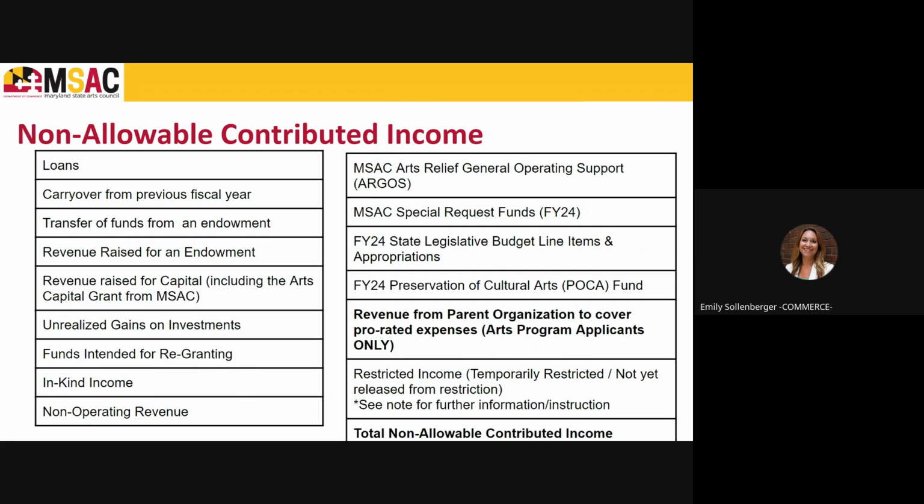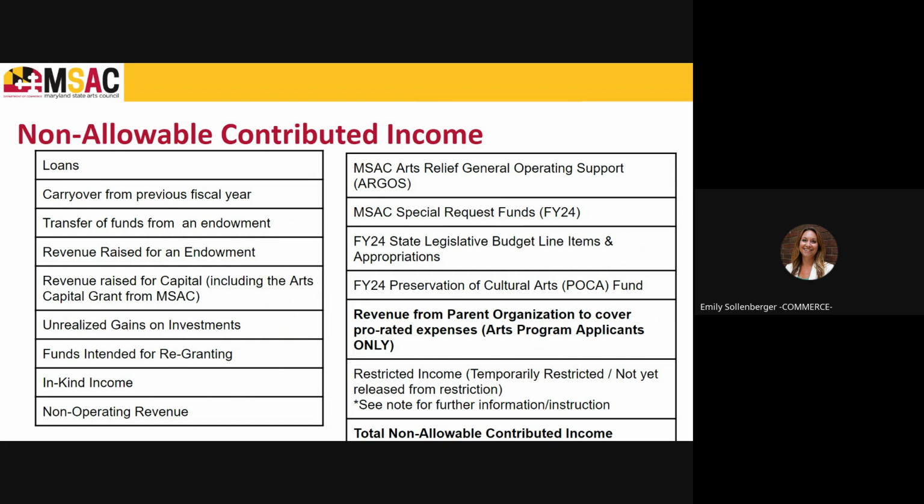And then finally, if you bump up to the bolded section around revenue from parent organization support to cover prorated expenses, this is really for our arts programs only. So if you're an organization where we're not looking at your full operations, say, using our universities and colleges as an example, we're not looking at the full organization picture, but we're looking at your arts-based programming only.